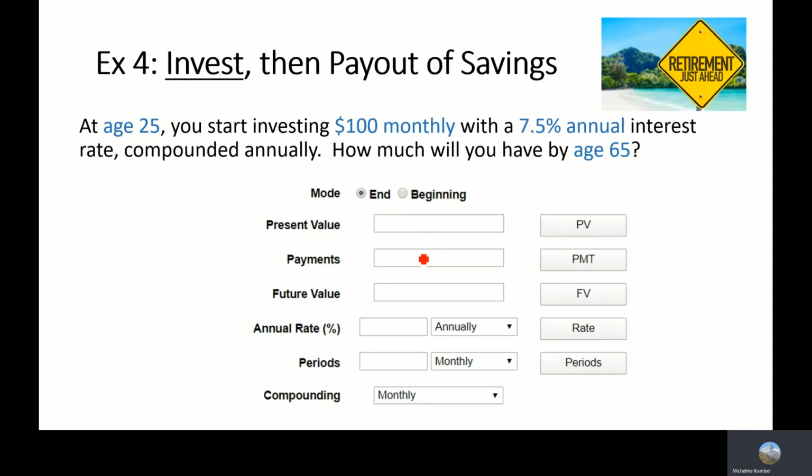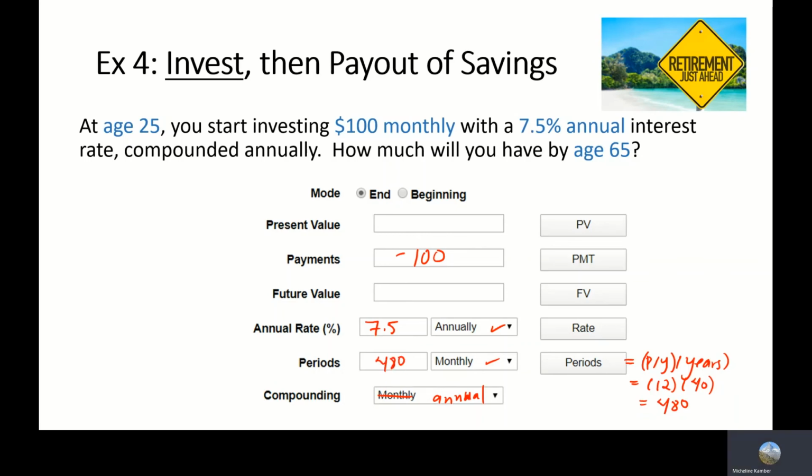So we said the payments are coming out of your pocket every month, so that's $100 negative. The annual interest rate is 7.5. Always leave it annual. The payments are being made monthly. The compounding here is annual. Now we have to figure out the periods. So that is equal to the payments per year times the number of years. Since we're making monthly payments, the payments per year is 12. And it's going to take me 40 years to go from age 25 to 65. So the number of periods is 480.